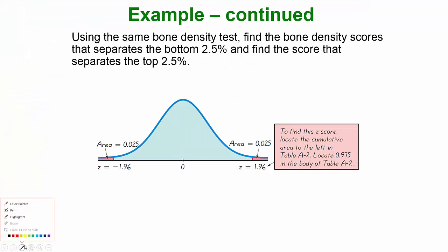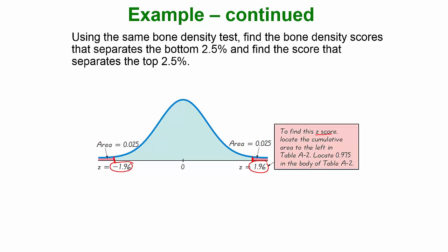Now because of symmetry, if I found that this is negative 1.96, then symmetry tells me that the other mark would be positive 1.96, and that's going to be the position that's going to have 2.5% to the right of it. So you can always look up the left side one, the 0.025, and then with symmetry you can just bring that number over and make it positive.